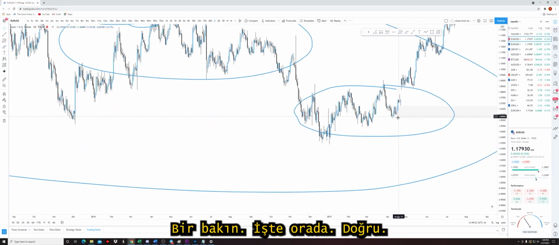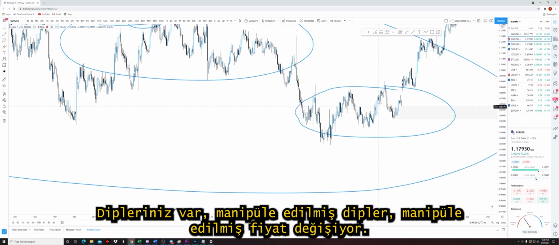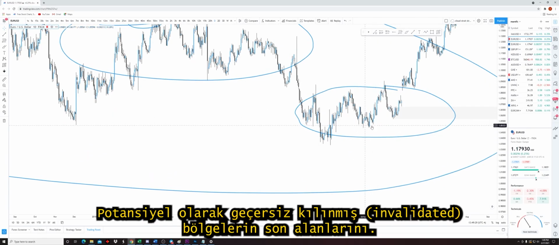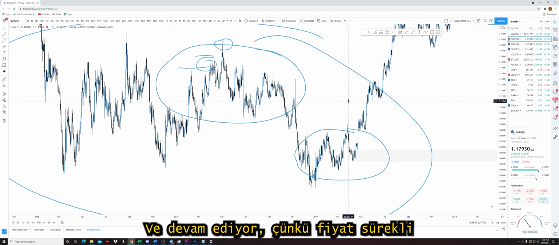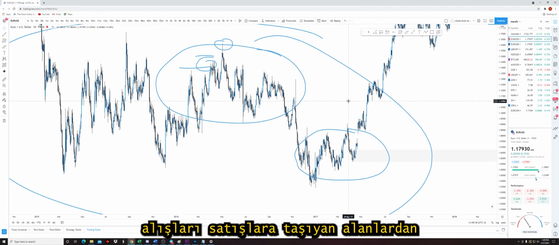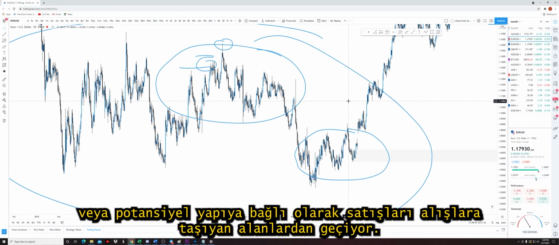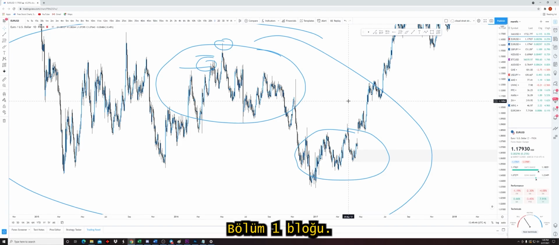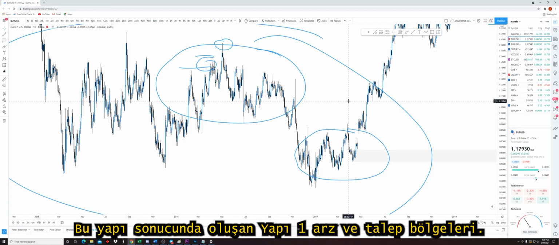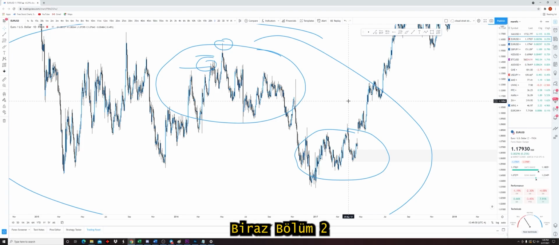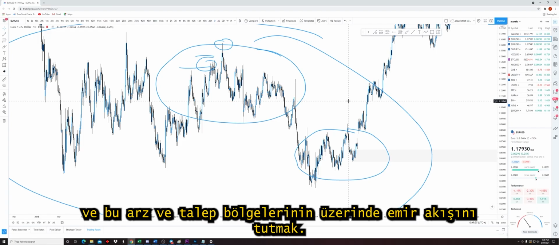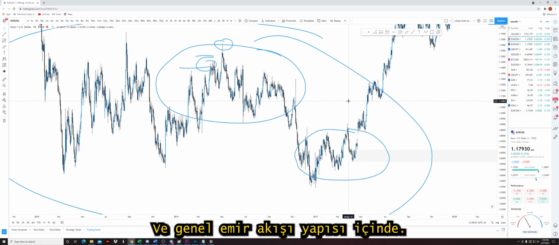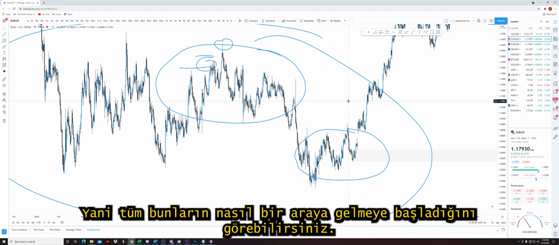There it is, right? You have lows manipulated, price shifts, comes to test, last areas of potential validated zones, and continues. Because price is consistently undergoing areas of moving buys into sells or sells into buys based on potential structure, section 1, MentFX block, structure 1, supply and demand zones that are formed as a result of this structure, section 2, and the mitigation of this, section 2 and section 1, and holding order flow above these supply and demand zones and within overall order flow structure, section 1 and section 2. So you can see how all of this is starting to come together.